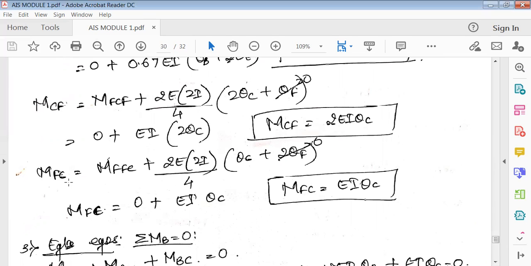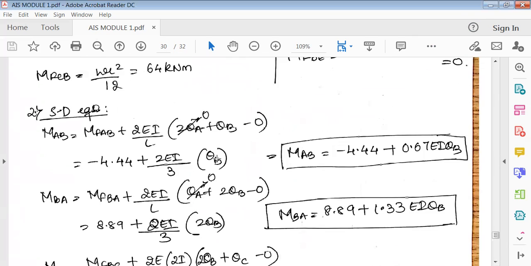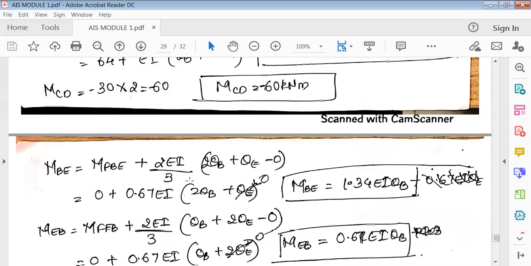Similarly, MFC is MFC plus 2EI by L, theta C plus 2 times theta F. Again, F is a fixed support, so it becomes 0. So once you write all the equations, next we'll write the joint equilibrium equations. We'll consider this joint: MBA plus MBE plus MBC is equal to 0. That's the first joint equilibrium equation. Next is MCB plus MCF plus MCD is equal to 0. That is the second equation.